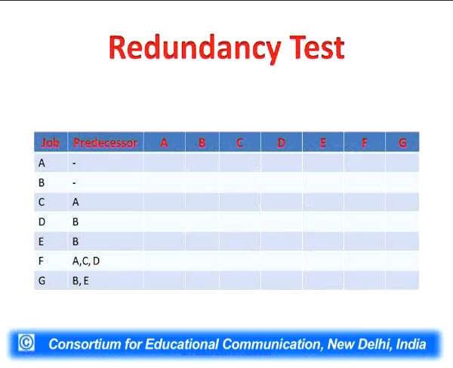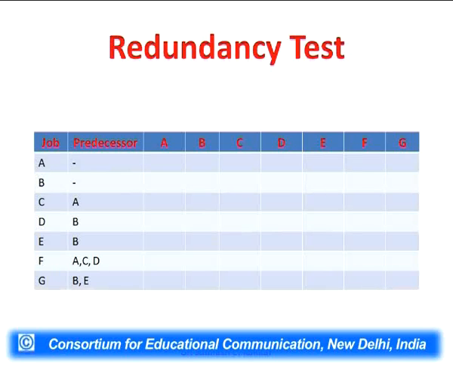So we have taken the same project and we have added certain redundant information in this particular table, and we have to find out redundancy, and this is done by the redundancy test. How this test is performed, we are going to demonstrate. We'll make a table having in the first column and first row the list of activities, and in between there is a column which is called predecessor.